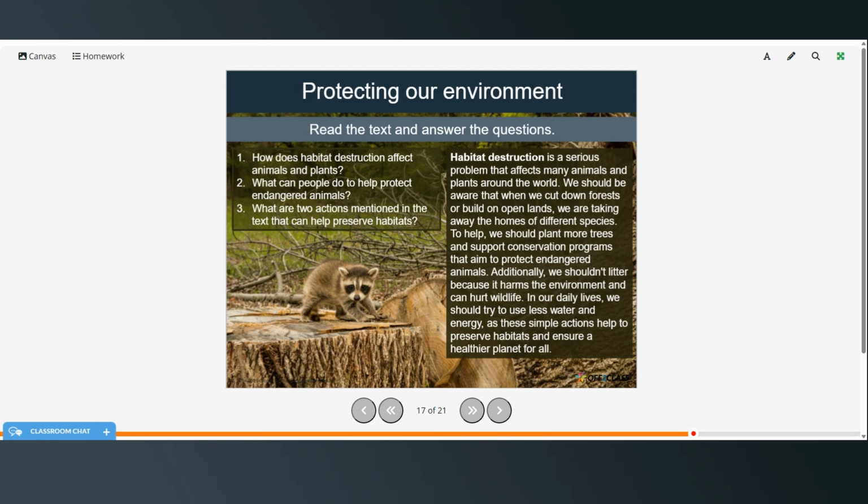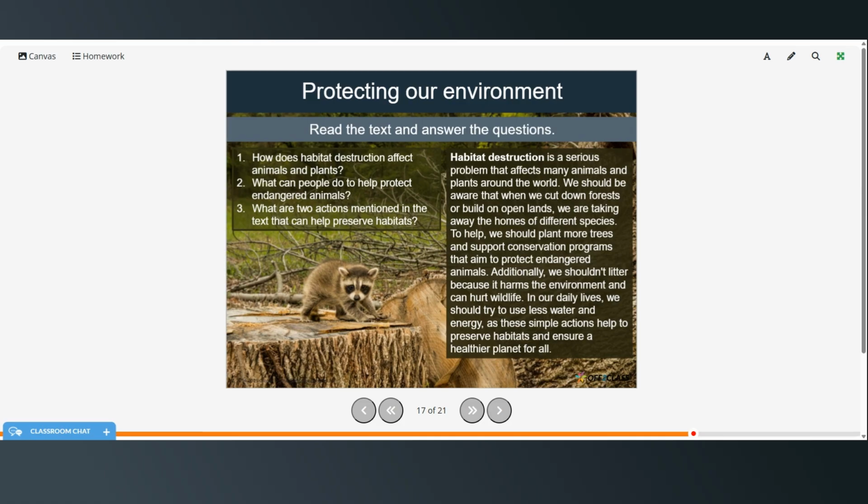Additionally, we shouldn't litter because it harms the environment and can hurt wildlife. In our daily lives, we should try to use less water and energy, as these simple actions help to preserve habitats and ensure a healthier planet for all.